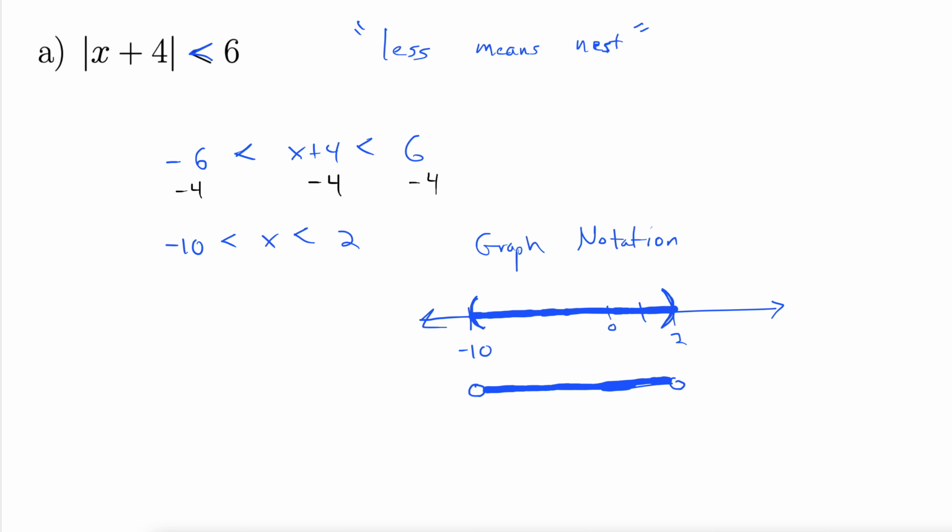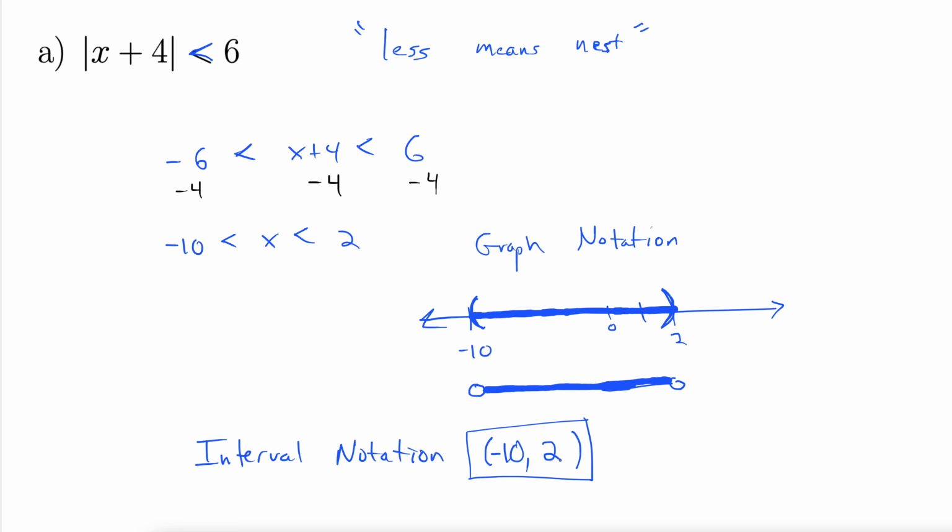Let's talk about interval notation. Interval notation is the same as graph notation, only without the graph. So the interval notation is shorthand for the graph notation. What the interval notation is telling us is that we're starting at -10 on the left and stopping with 2 on the right. There it is.